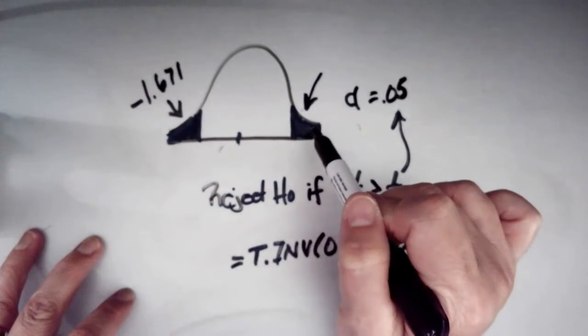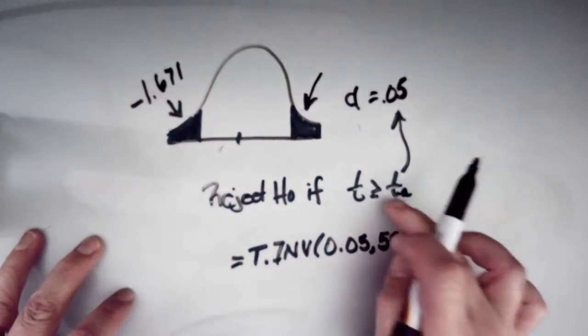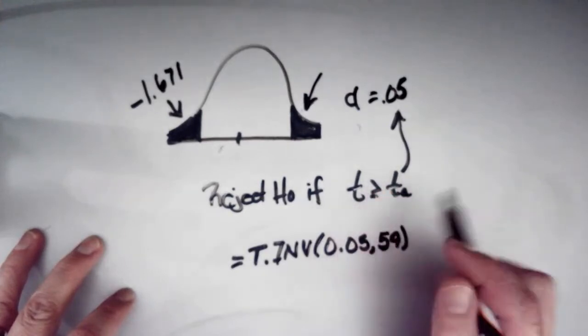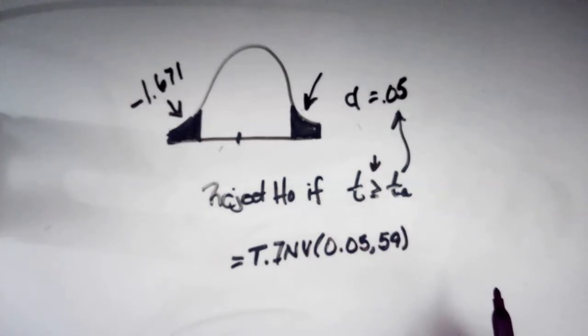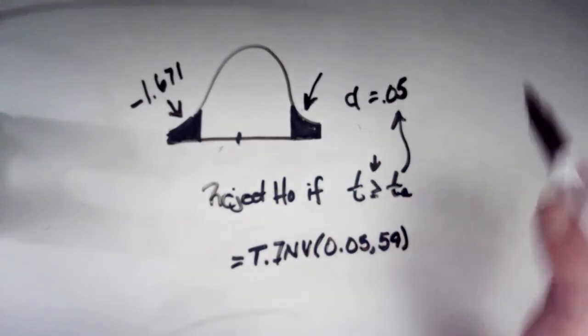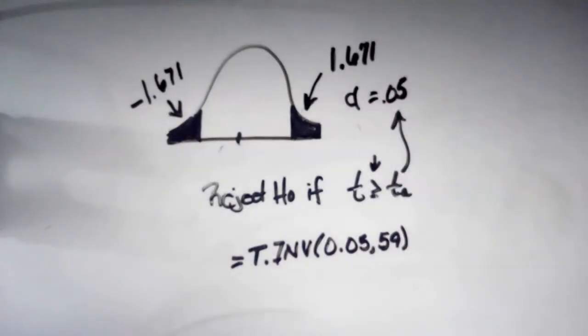We're testing our upper tail area because we want to know if our test is greater than or equal to what we get for our alpha. So the critical t-value is 1.671. That's our first piece.